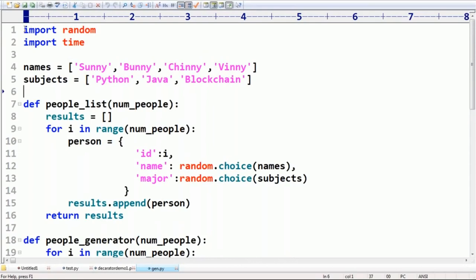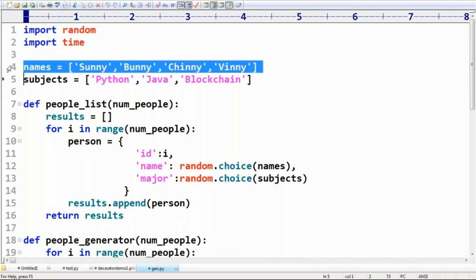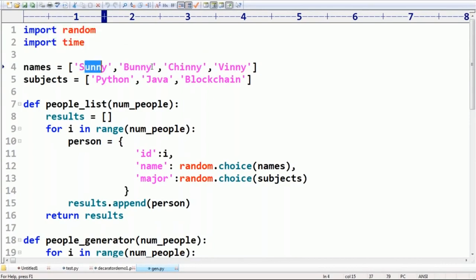Two modules are imported. The first module is random, the second module is time. Next, there are names: Sunny, Bunny, Chinny, Winnie. Subjects are there: Python, Java, blockchain, something like that I have. Sir, people list. There is one function, people list.